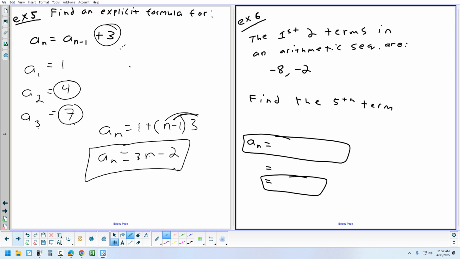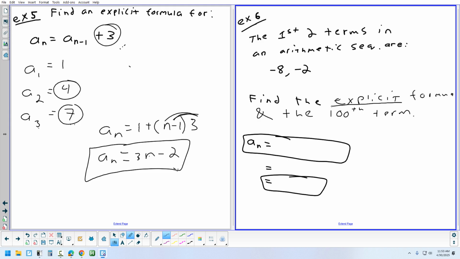Okay. So this one says the first 2 terms in the sequence are negative 8 and negative 2. Find the explicit formula and the 100th term. So without the explicit formula, we'd have to figure out what we are adding each time and how many times we do it. There's too much to think about. So let's see if we can find the explicit formula, and then the 100th term should be almost instant.